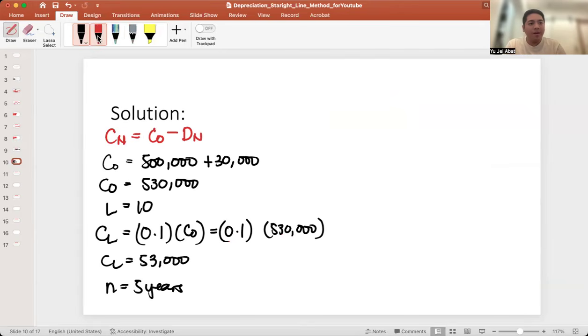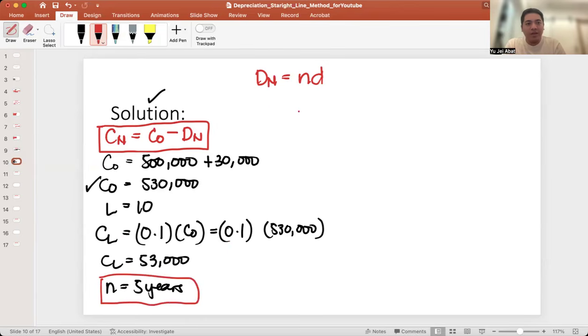Going back, the book value equals C sub O minus total depreciation. We have C sub O, the total cost or the first cost, but we don't have the total D sub N. And the D sub N, total depreciation, equals N times D. So we have N, but we don't have the D. So we can get the D first, the annual depreciation, which is C sub O minus C sub L all over L.